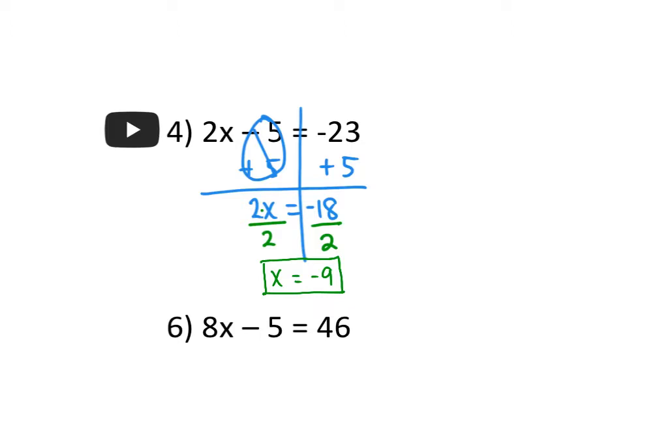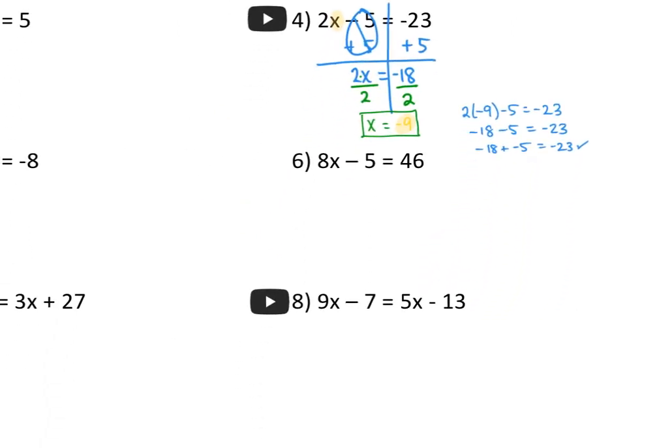Remember, you can always check your answer by plugging it back in. So I could plug in negative 9 for x here, and we should end up with a true statement. So just to test, 2 times negative 9 minus 5, that should equal negative 23. Well, 2 times negative 9 is negative 18 minus 5. This becomes negative 18 plus negative 5, and that's negative 23. So that's correct. It's not necessary for you to check your answers, but it is good practice.